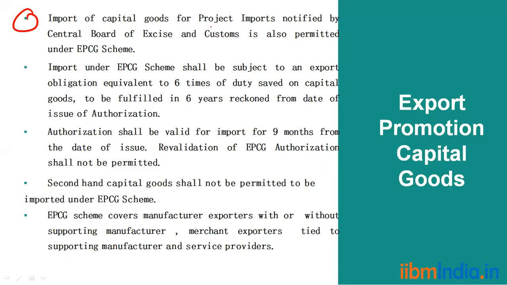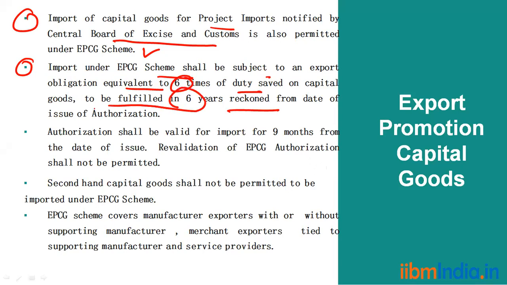Import of capital goods for project import notified by Central Board of Excise and Customs is also permitted under the EPCG scheme. Import under the EPCG scheme shall be subject to an export obligation equivalent to 6 times of duties saved on capital goods, to be fulfilled in 6 years, reckoned from the date of issue of authorization. Authorization shall be valid for import for 9 months from the date of issue. Revalidation of the EPCG scheme authorization shall not be permitted.